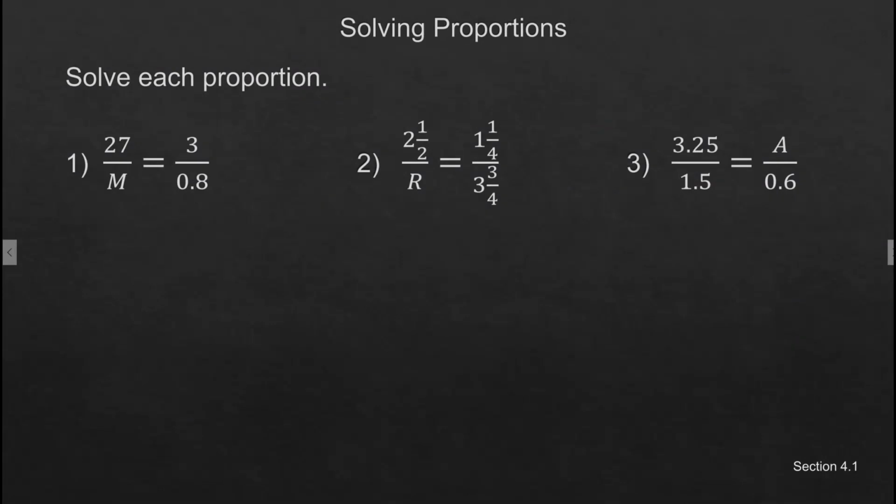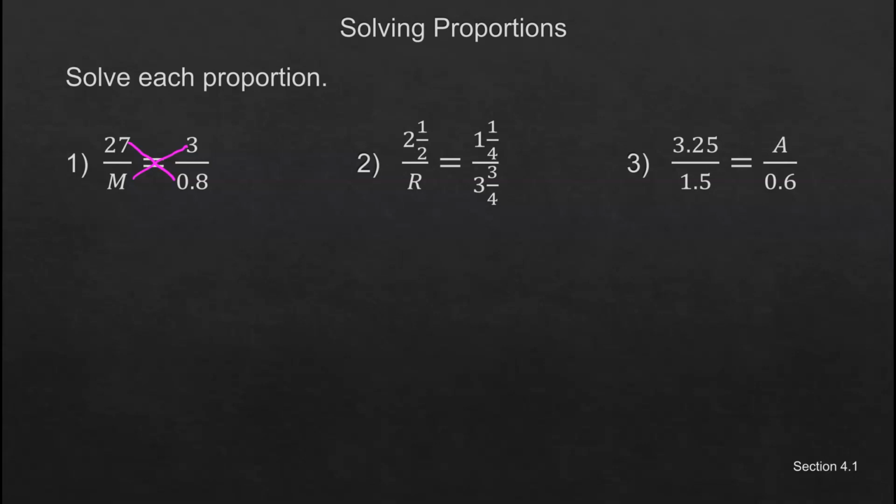Here are a few examples to practice with. So we're going to practice finding the cross products. Now you have to write this. This is an equation, right? A proportion is an equation. So on my next step, I need to have an equal sign. And so you just take one cross product and put it on one side, the other cross product and put it on the other.